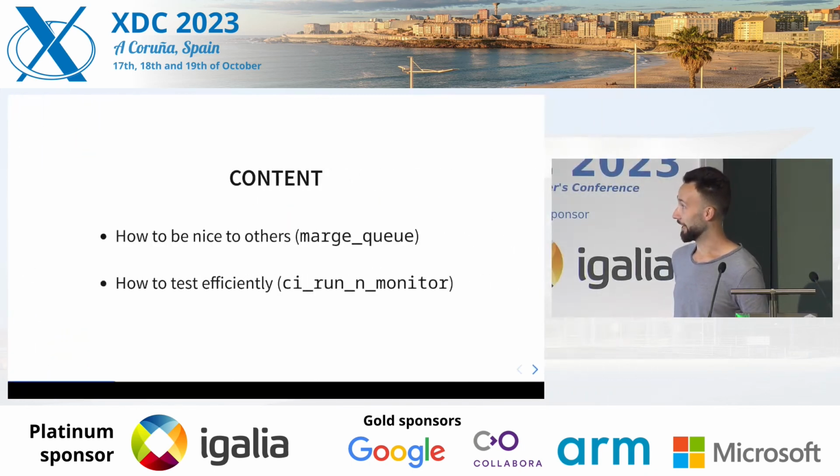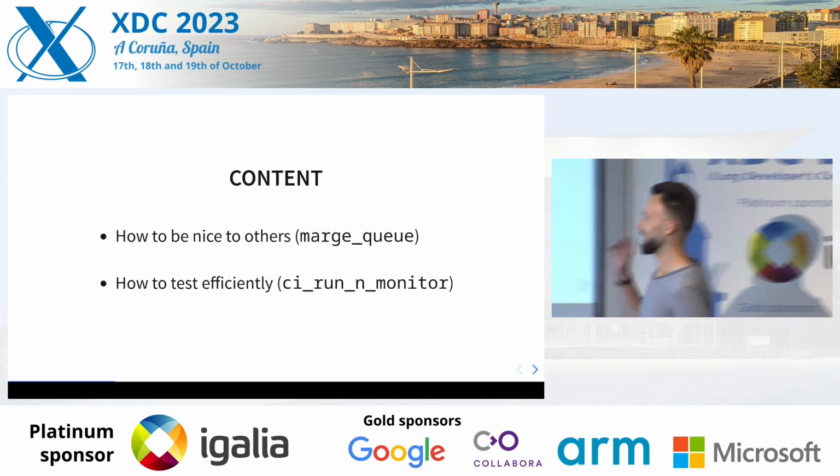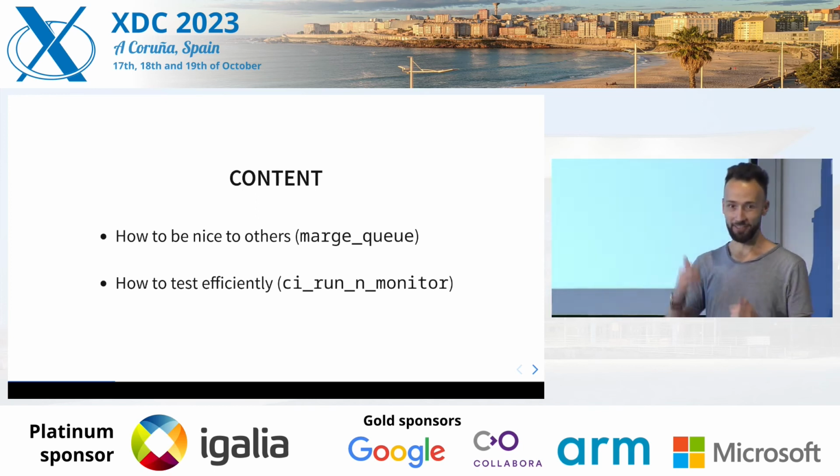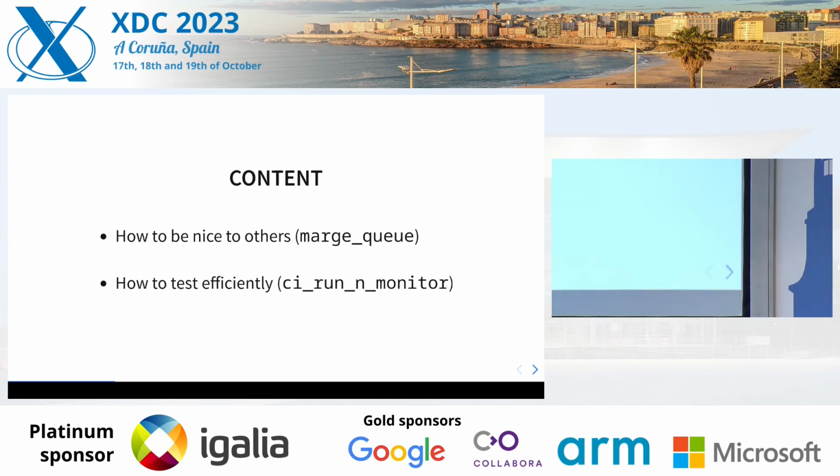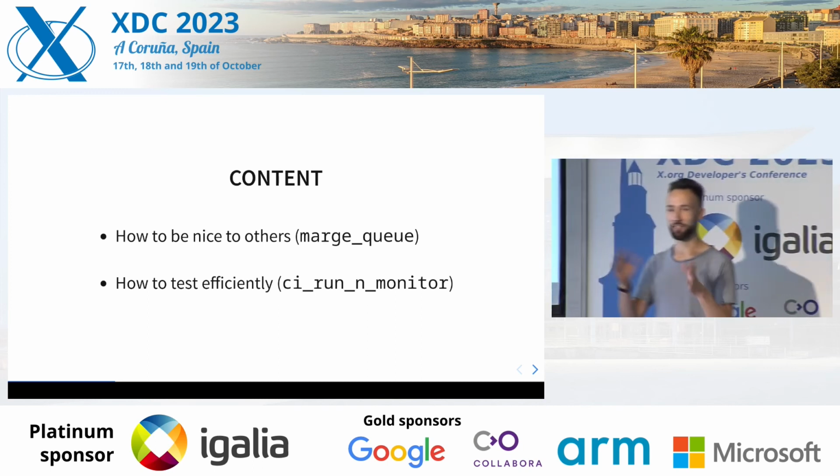So, content: how to be nice to others and how to do this efficiently. The nice to others part is very important because when you start testing with our CI, you really don't want to eat all the resources we need for testing.